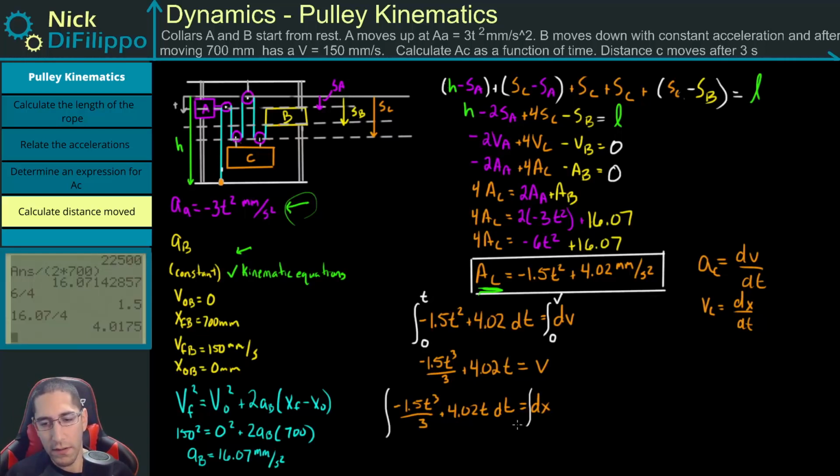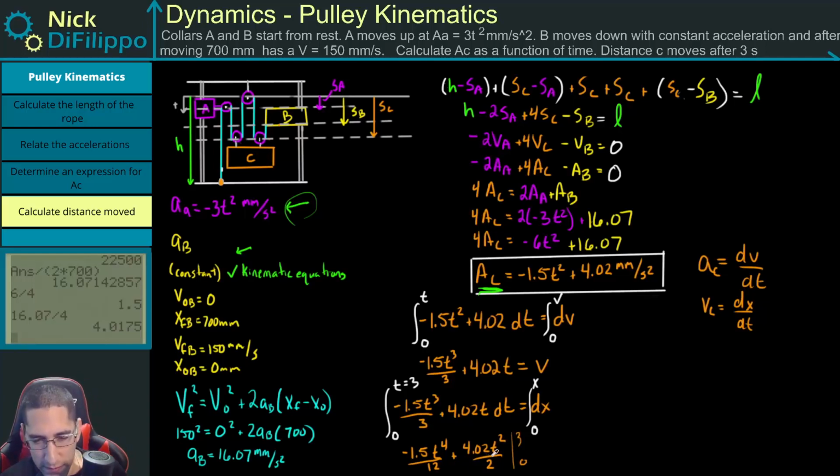All right, let's take this integral. And again, we're going to go from some 0, but we know what t is. So t is going to be 3. We want to figure out the position after 3 seconds. And then our initial position, we're going to say is 0. So how far have we moved? And we don't know what this distance is. So we're going to be solving for that. Okay. Perform this integral. And this integral is going to be minus 1.5 t to the 4th over 12 plus 4.02 t squared over 2 evaluated from 3 to 0.